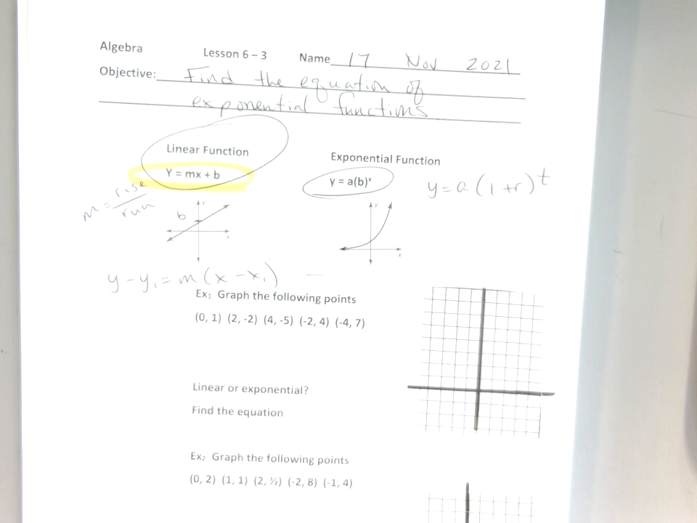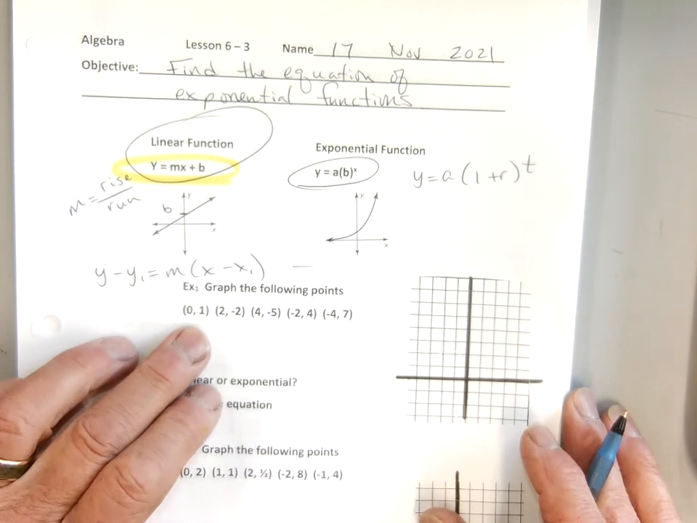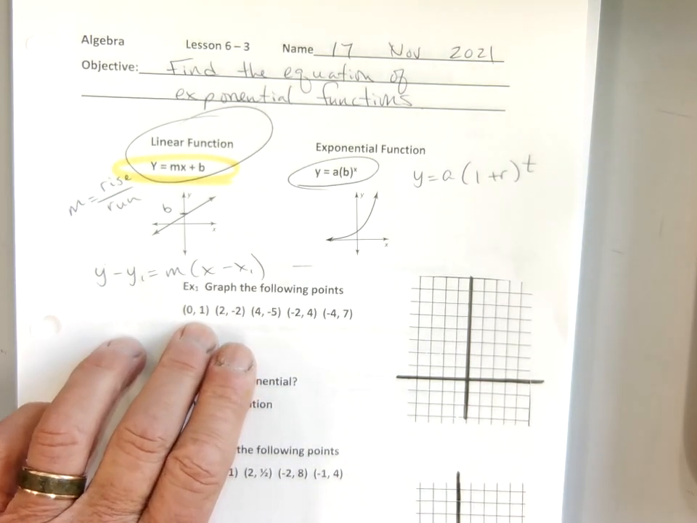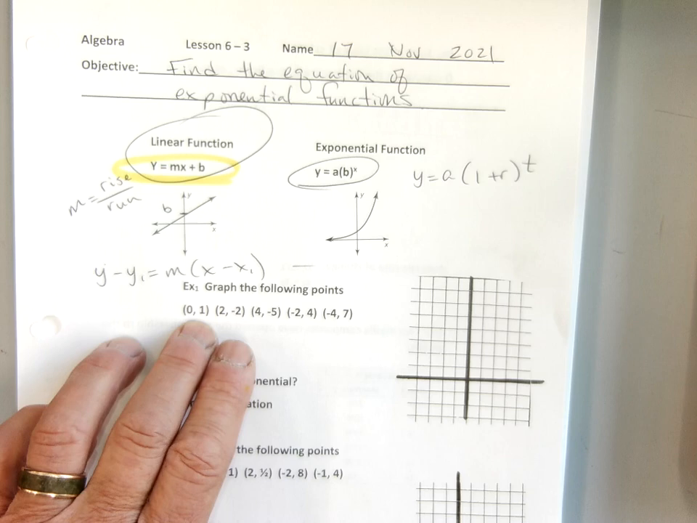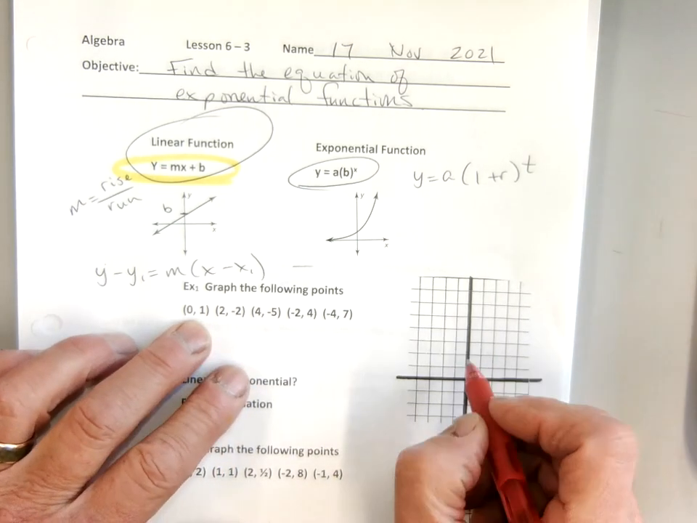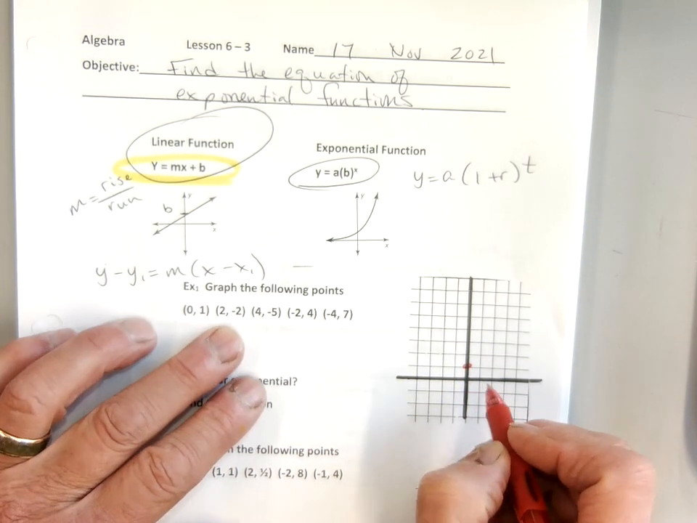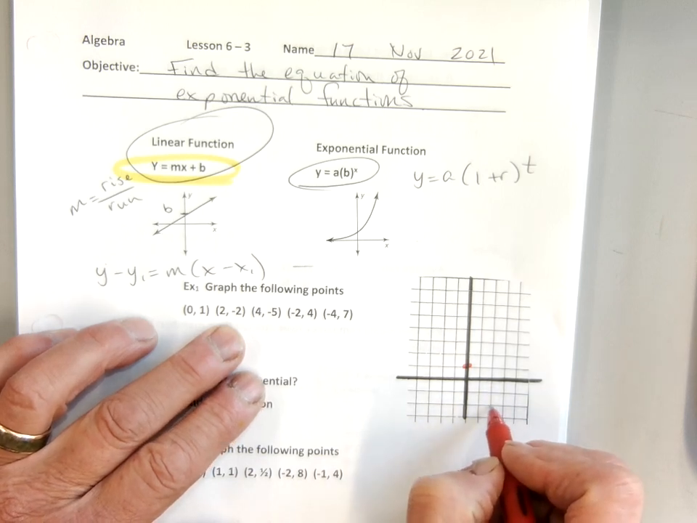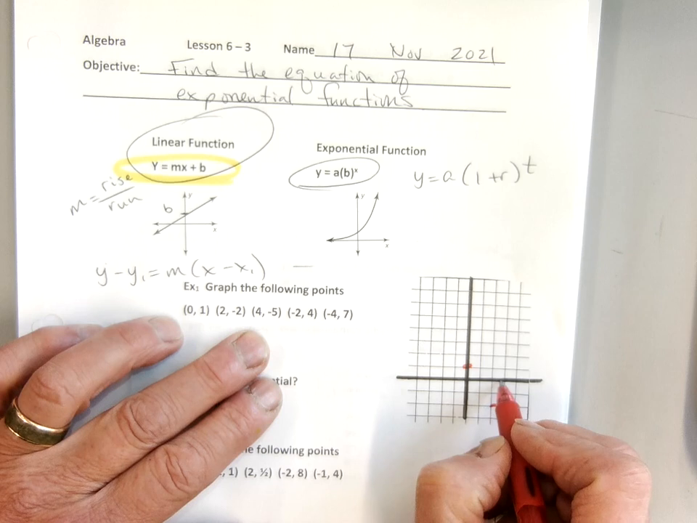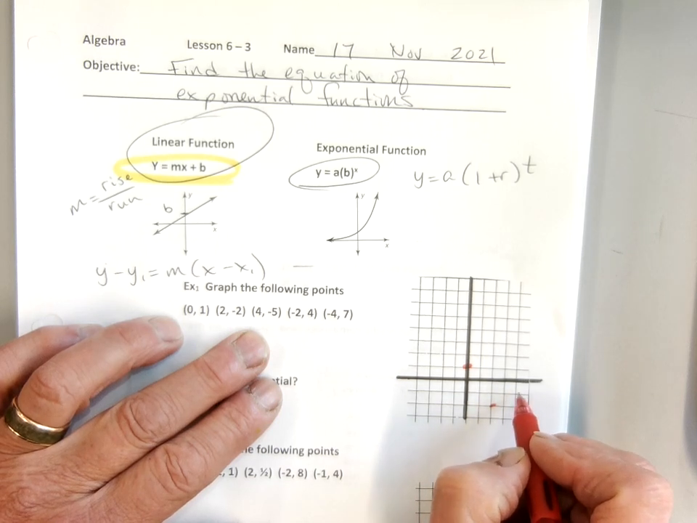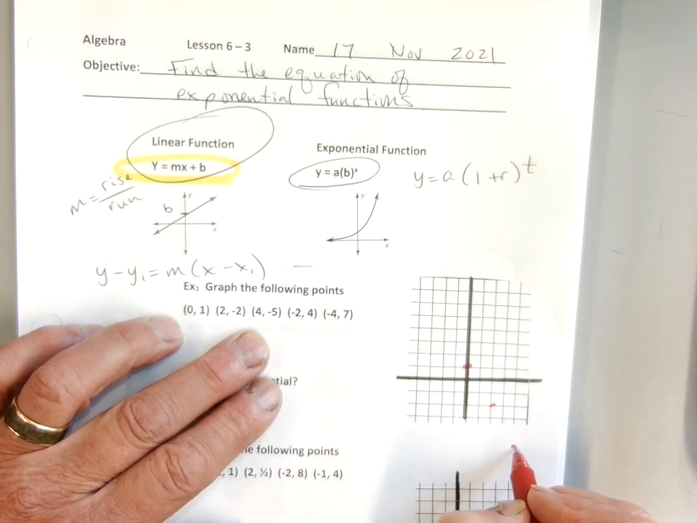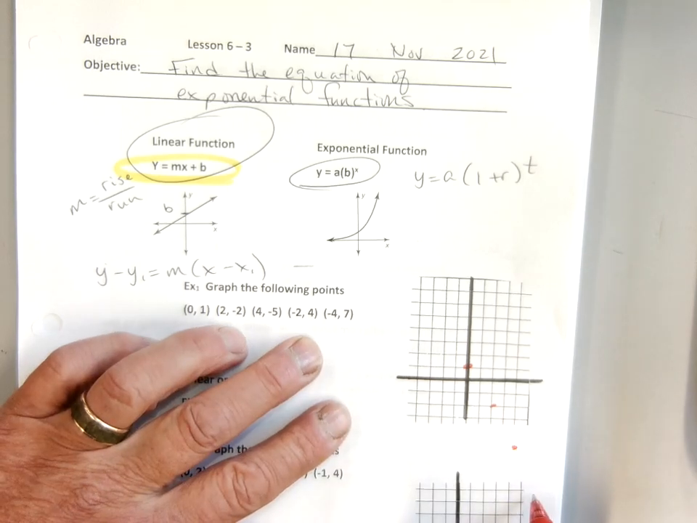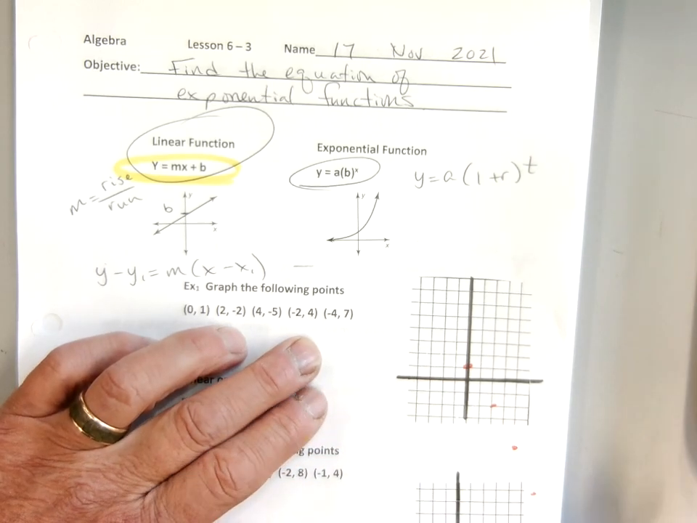All right, now, let's take a look at example 1. If we can see it, a lot of times it helps, okay? So I'm going to graph. This is pretty easy. I'm going to go 0, 1. That's right about there. 2, -2, 4, 1, 2, 3, 4, and -5, 1, 2, 3, 4, 5, and -4, -7 is way down here. Okay, so it's off my page.